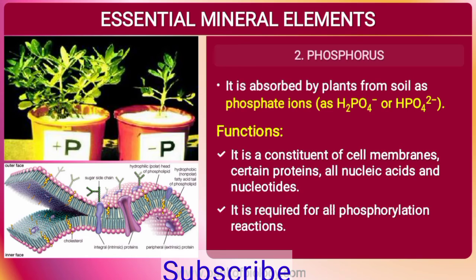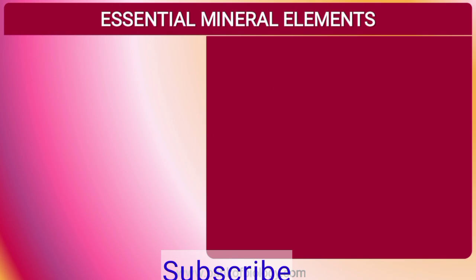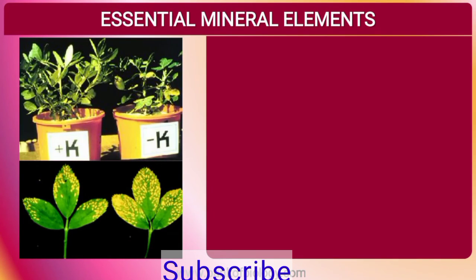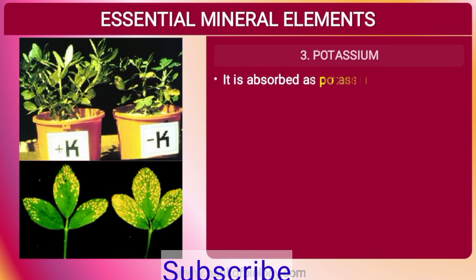What are its functions? It is a constituent of the cell membrane. Certain proteins also contain phosphorus. All nucleic acids and nucleotides have phosphorus as an essential mineral element. It is required for all phosphorylation reactions, means to say you might have studied the Z scheme or cyclic photophosphorylation and non-cyclic phosphorylation. These phosphorylations also contain phosphorus as a part of their cycle.